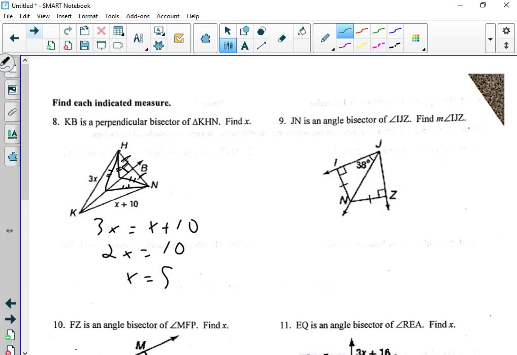JN is an angle bisector. We know that because these are equal distances, 90-degree lines, and it just says it's an angle bisector. So that means this angle here is equal to that angle there. So that's 38 degrees also. Now, what's it asking for? 38 or 76? So we look. It says find the measure of I, J, not N, Z. So therefore, the measure of angle IJZ, the whole thing, is 76 degrees.